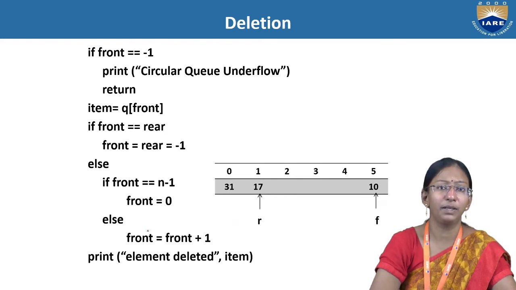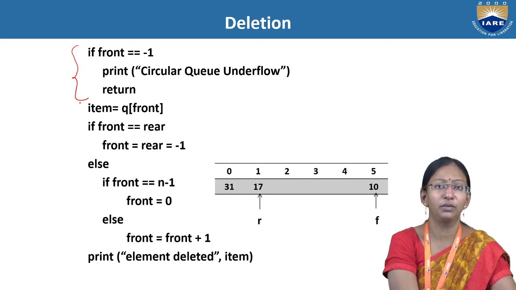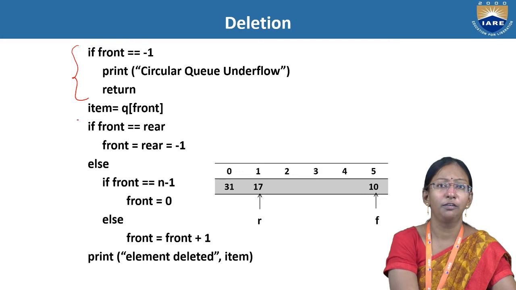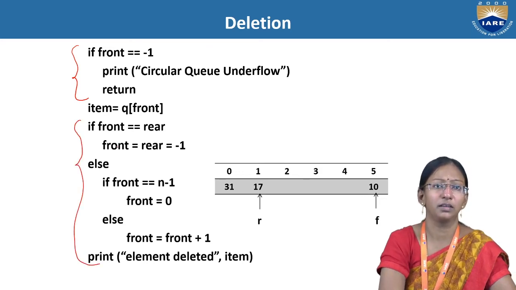Else, a normal case, increment the front, remove the element. Right? So I can broadly classify this into a case. If front is equal to -1, it is a failure case, and these are the success cases.